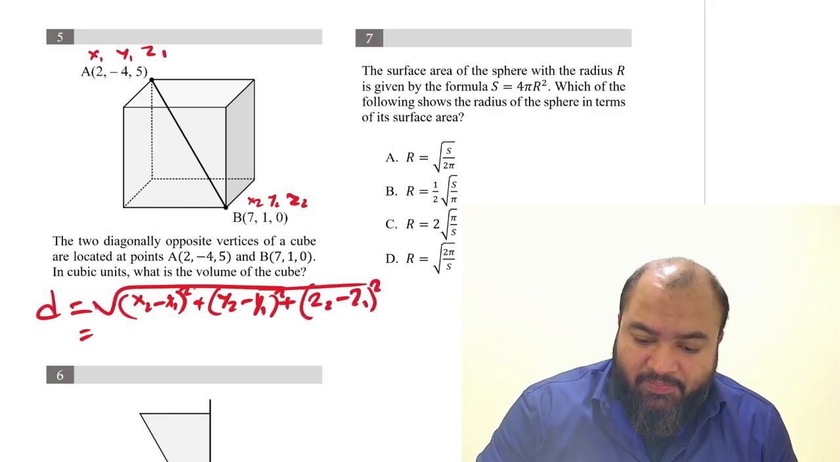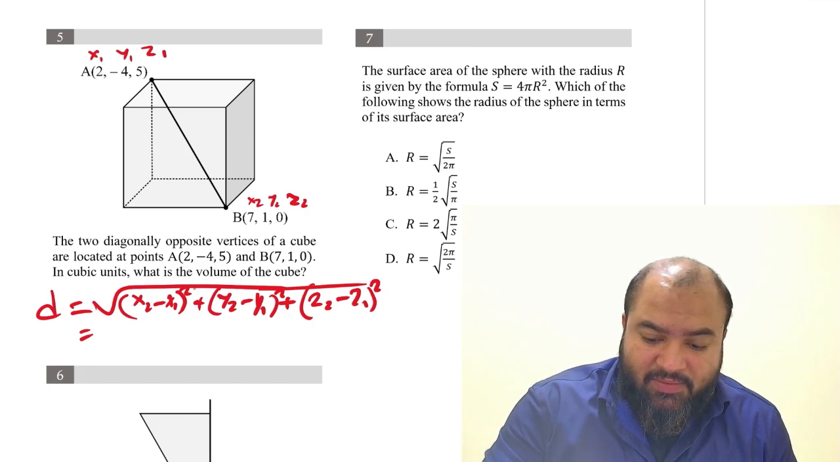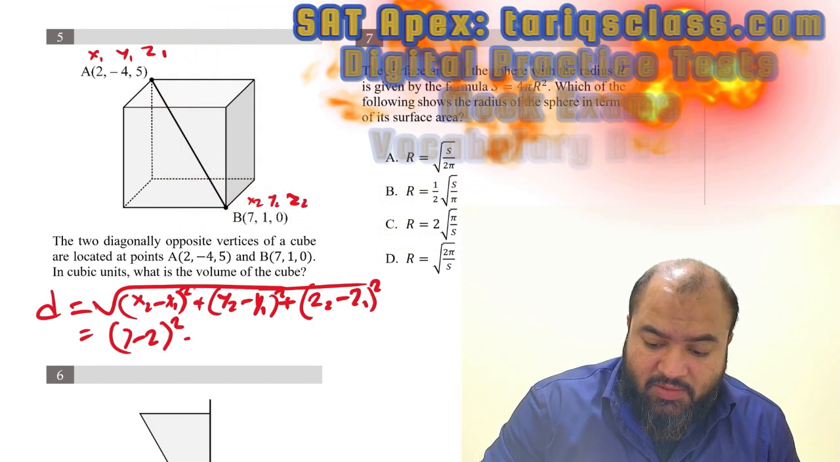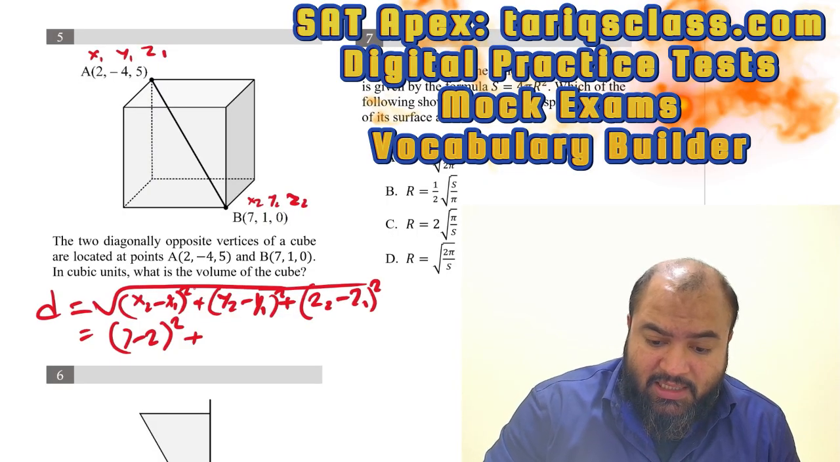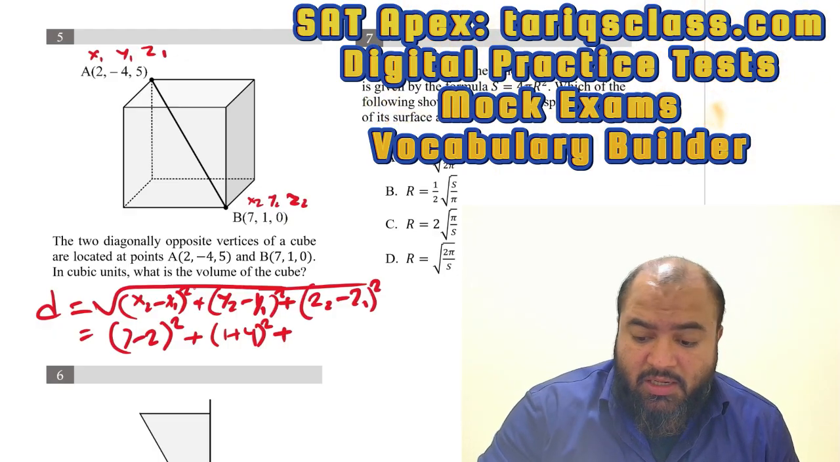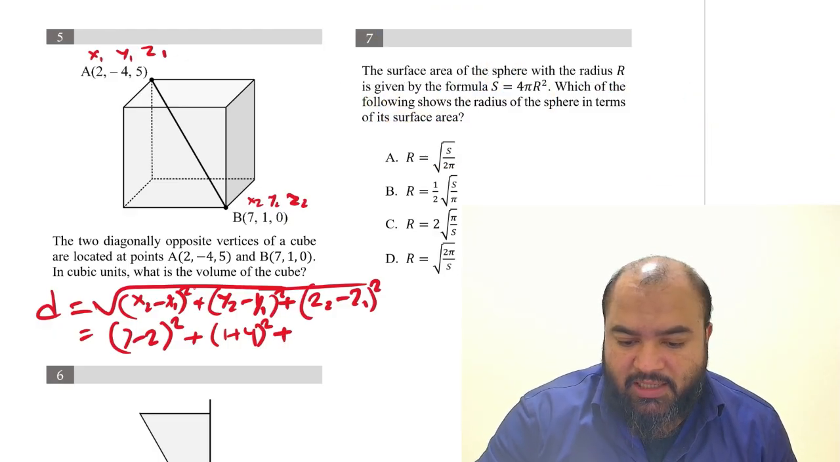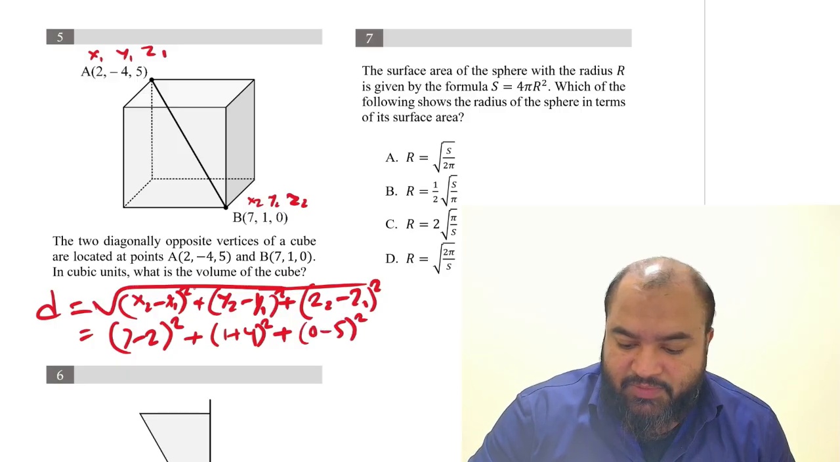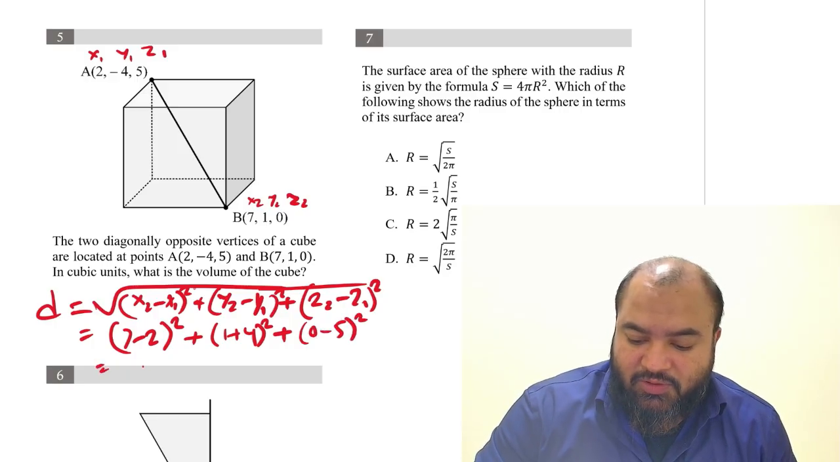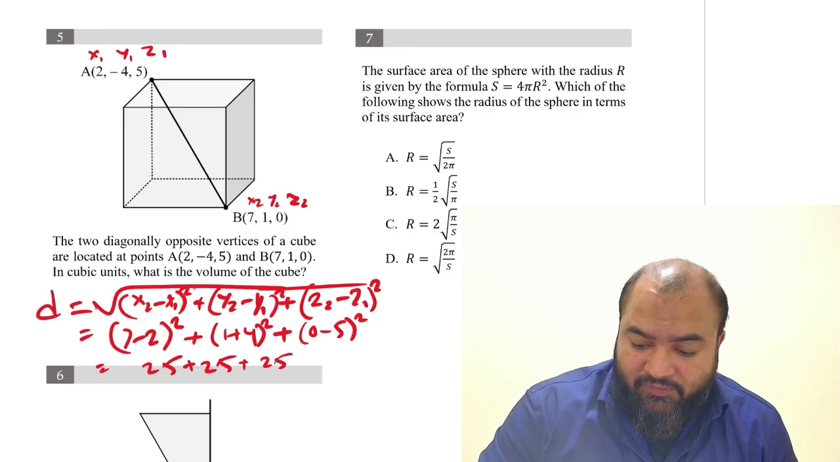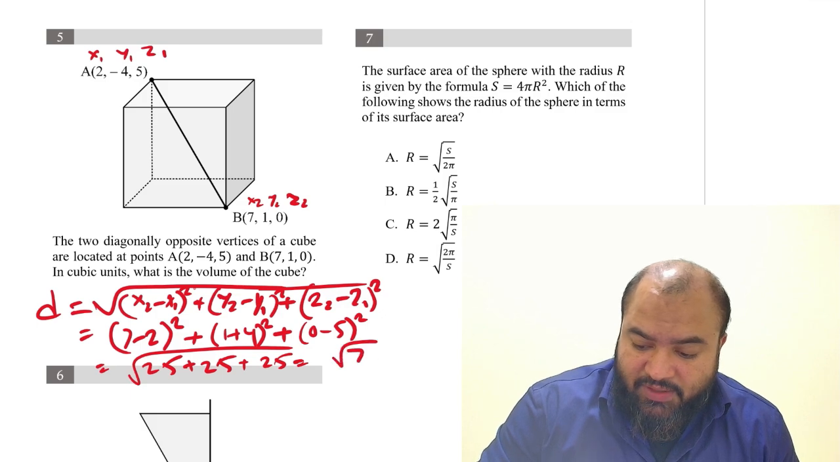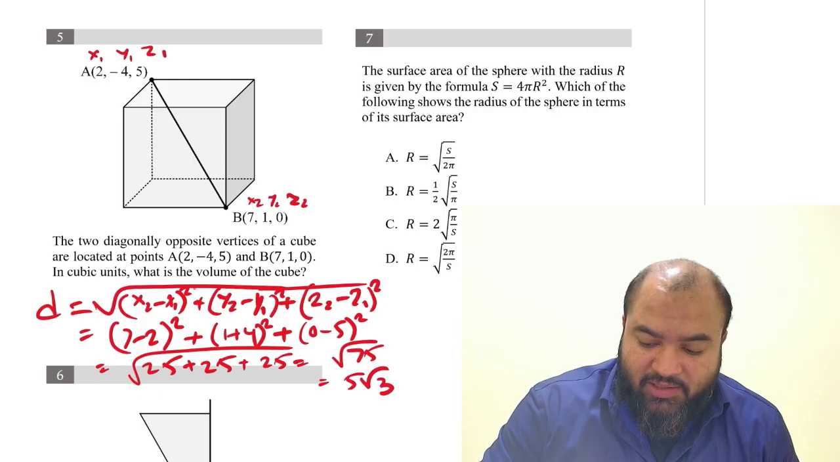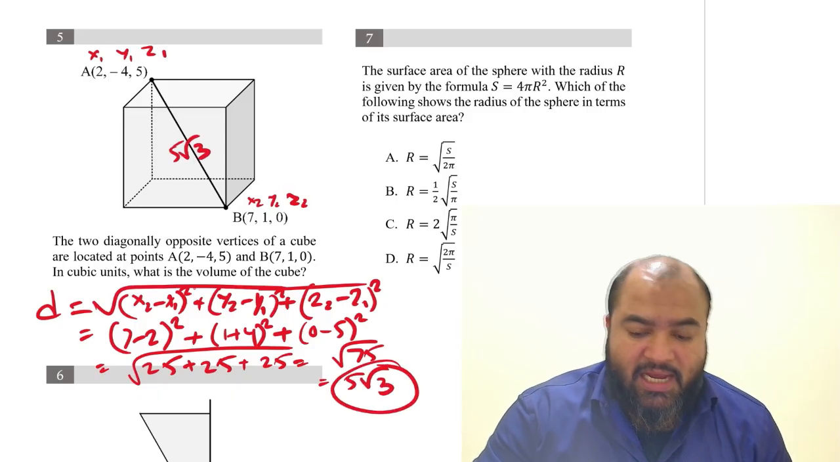So here, let's do the 7 minus 2. You can do it either way, it doesn't matter. Plus y2 is 1 minus negative 4. That's 1 plus 4 squared plus, that's going to be z2 is 0 minus 5 squared. Now this is 7 minus 2, 5 squared 25. That's 5 squared 25 and 5 squared 25. So it's the square root of 75, which, if you simplify, 25 times 3, so 5 radical 3. So 5 radical 3 is the diagonal of this cube.